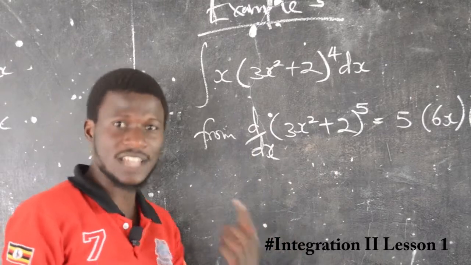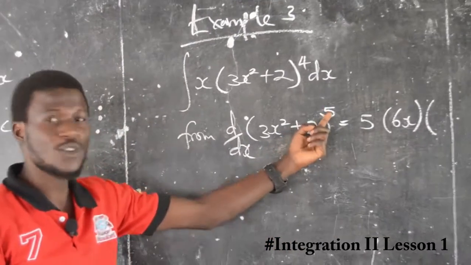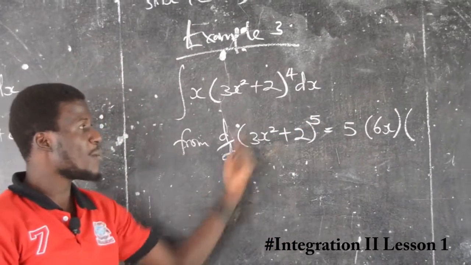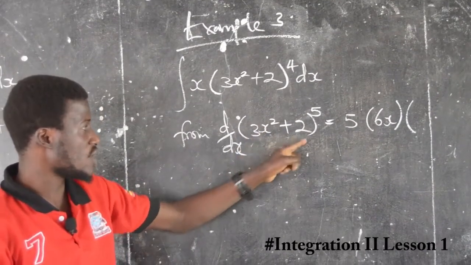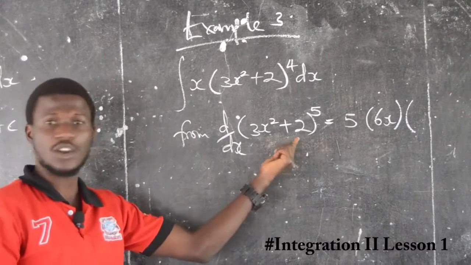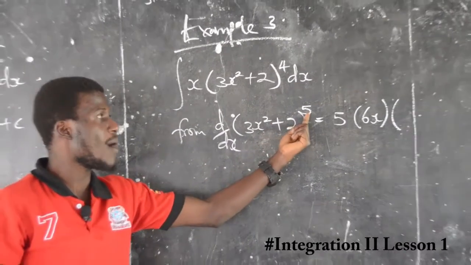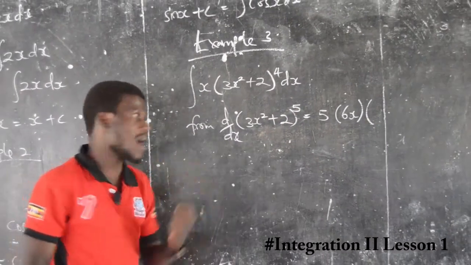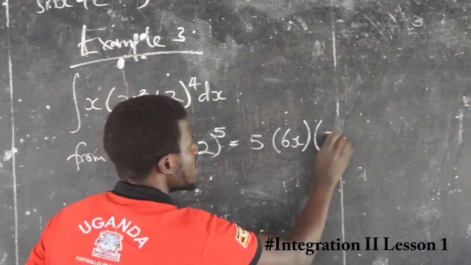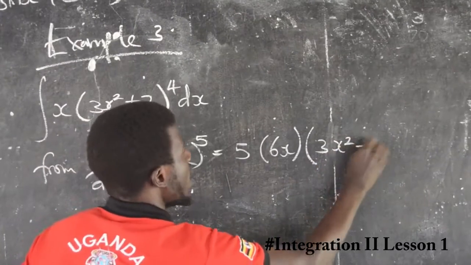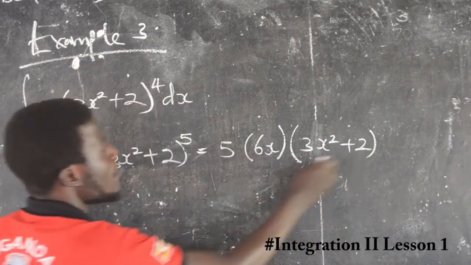So I have told you, let us repeat it together, that you drop the power. After dropping the power, differentiate the bracket, that is 6x. After differentiating the bracket, bring back the original bracket, and from the power you subtract 1. So let us bring back the original bracket. The original bracket is 3x squared plus 2. I've told you from the power subtract 1.